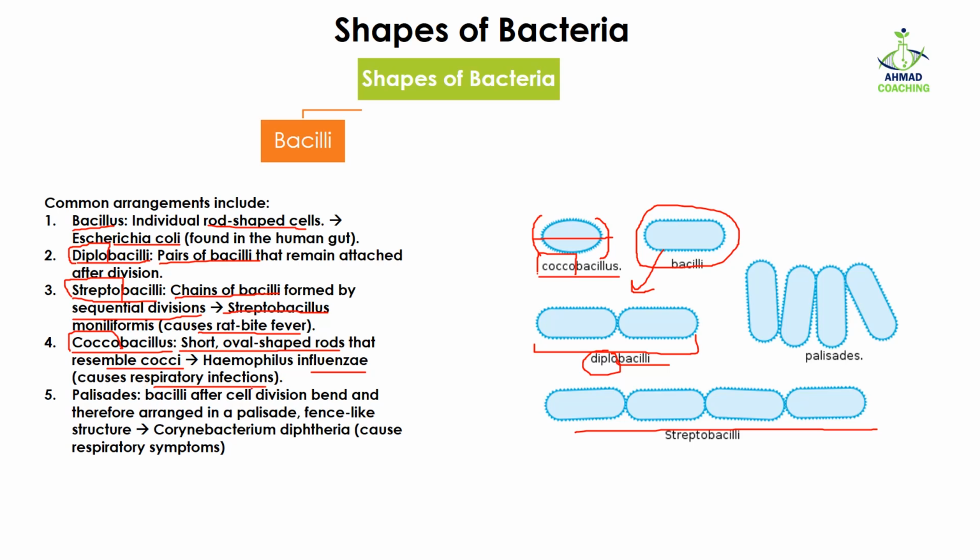The last arrangement of bacilli is palisade. Palisade means like there are some bars like this. So these bacteria look like a fence. Bacilli, after division, bend and therefore arrange in a palisade manner. That is why they are known as palisades. Here you can see instead of a long chain, they are organized in this way, just like the bars of a fence. That is why we are calling them palisades. Corynebacterium diphtheriae is an example of palisade, which causes respiratory symptoms.